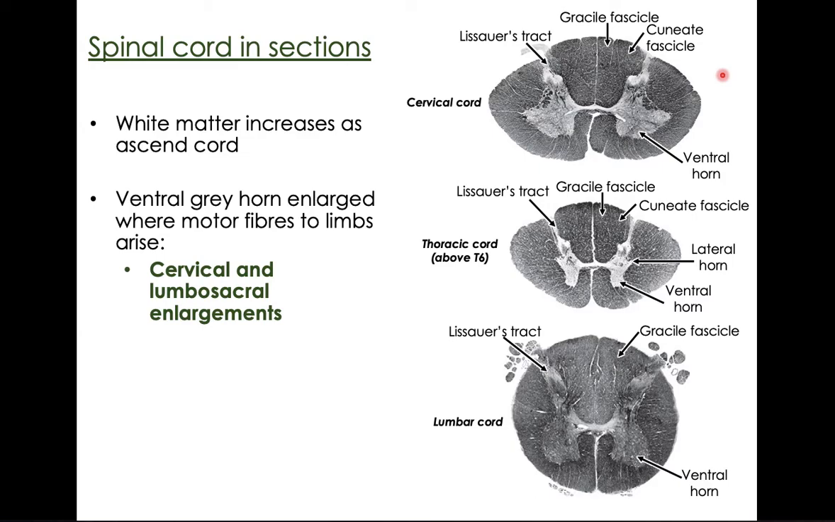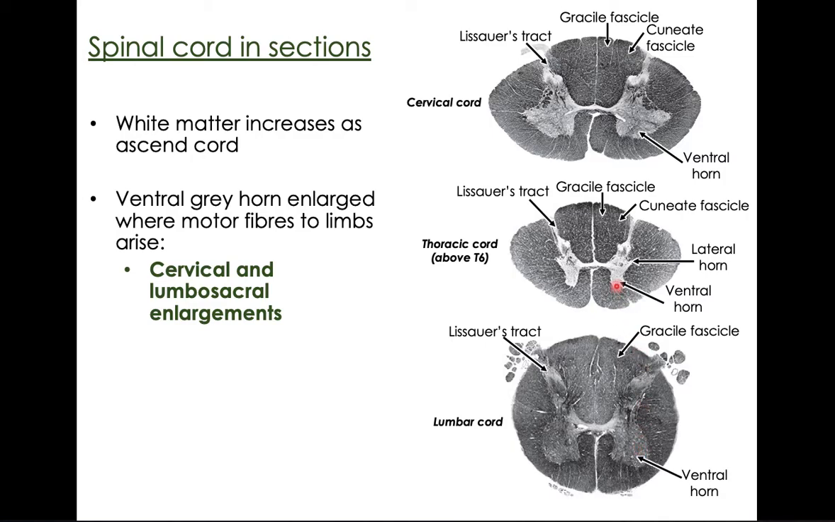The gray matter also has some anatomical differences. Basically, that ventral gray horn is larger in the cervical regions and in the lumbosacral regions compared to the thoracic regions. And we already know why, because we have more cell bodies of motor neurons leaving from the cervical cord to innervate the upper limb, as well as more cell bodies of motor neurons in the lumbar and sacral cords to innervate those lower limb muscles. Okay, so that's why we have those cervical and lumbosacral enlargements.